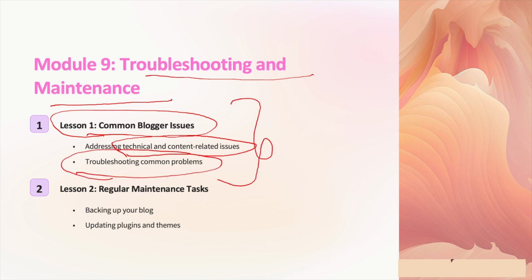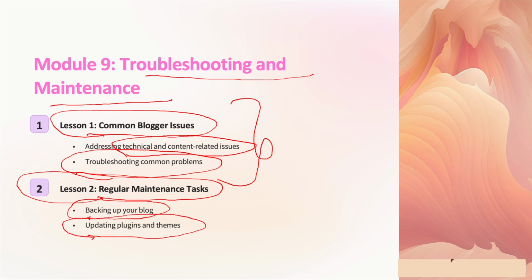In chapter number 2, we will see some regular maintenance tasks that need to be done. In the first point, we will see how we can back up our blog, theme and the content, so that will be seen in this point. In the second point, we will see updating plugins and themes, how you can update plugins and themes in our blog, so that will be discussed in the second point.